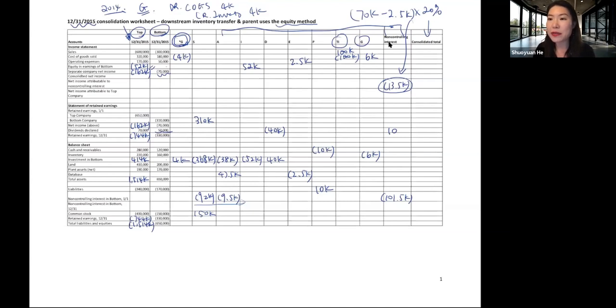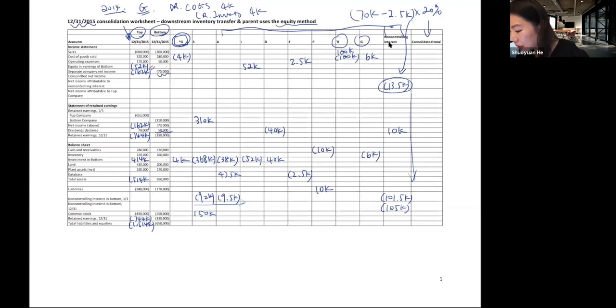Non-controlling interest has 20% of that, so non-controlling interest gets 10,000. And then if you add them up, that will give you the ending non-controlling interest, which is 105,000. And then the last thing to do is just to add up everything so that you can get consolidated total numbers.